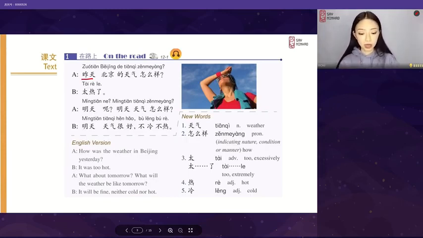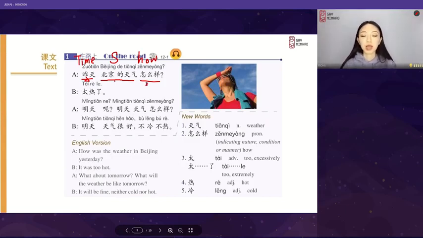First one. 昨天北京的天气怎么样? Let's see the structure. 昨天 is the time word, right? The time word. And then the subject is 北京的天气, the weather in 北京. 北京的天气怎么样? How's that? Okay, it means how. So we can see the time word is before the subject, and it is still before the predicate. Okay. How's the weather yesterday in Beijing?